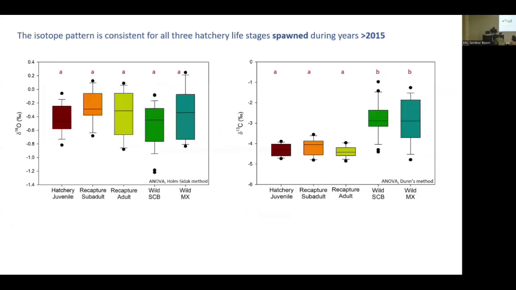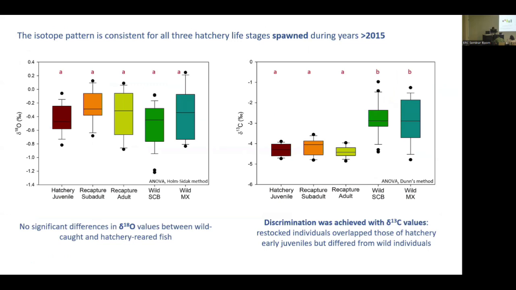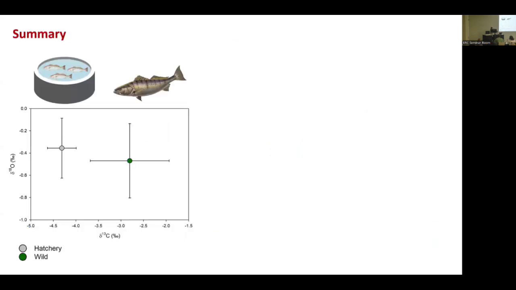And we can see the same pattern if we compare between different life stages. For oxygen, there are no differences, but we can see the overlap between recaptured individuals and the hatchery juveniles. And we have clear differences between wild fishes from Southern California and Mexico. Also, you can see high variation in the carbonate values in the fishes from Mexico. So we don't know yet what that means.